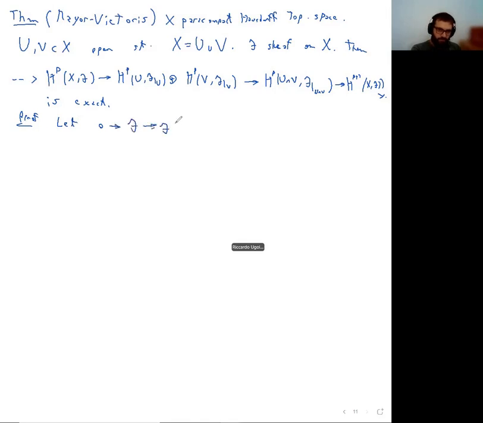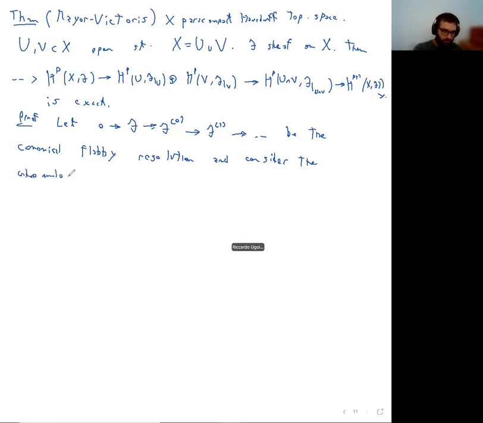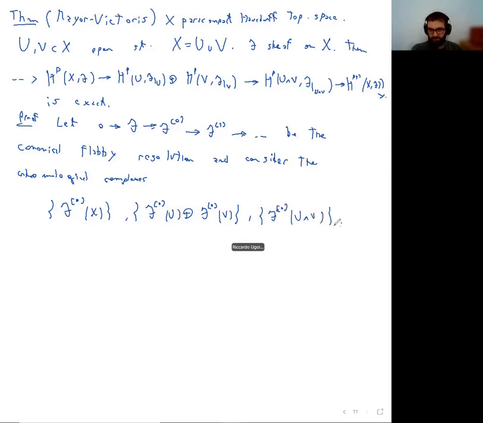So we will again use our canonical flabby resolution, and now we consider three distinct cohomological complexes. We have this one, which by the abstract de Rham theorem gives us the cohomology H^p(X, F). Then we have F^dot on U plus F^dot on V. And then we have F^dot of the intersection. So these are three distinct cohomological complexes.